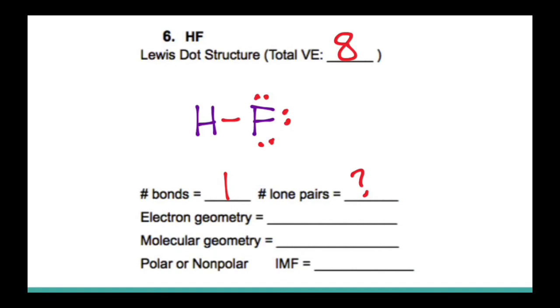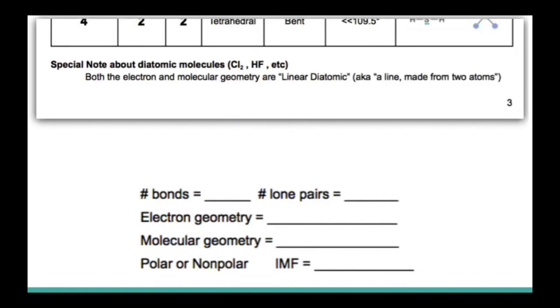And the answer to this problem actually comes from the bottom of the previous page. We kind of skipped over this single sentence here because these are the simplest molecules. They have a really simple answer. Anytime we have a diatomic molecule, whether they're the same atom like Cl2 or different atoms like HF, we are going to call their electron and molecular geometry linear diatomic.